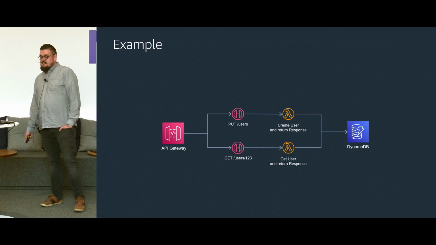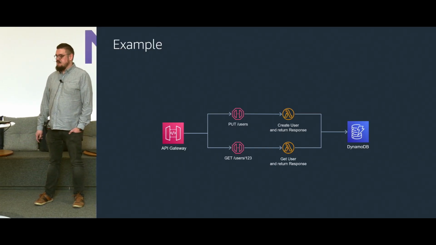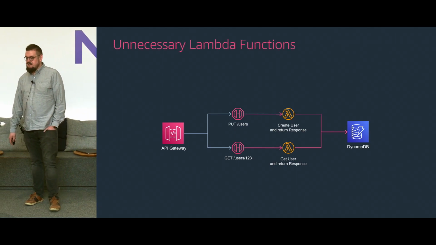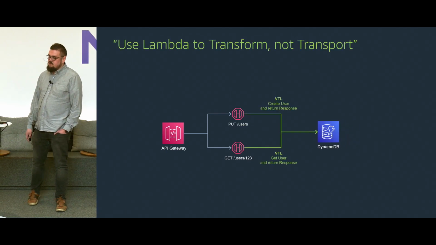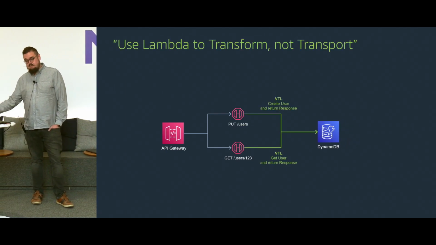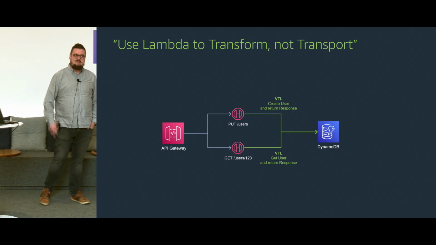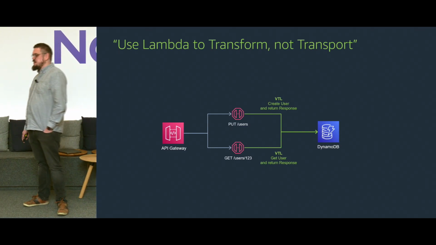In this example, how you could improve this setup is that the Lambda functions here are completely unnecessary. You could totally remove those. Instead, you could, and you should probably, directly integrate the API Gateway with specific AWS services, because you can integrate API Gateway directly.